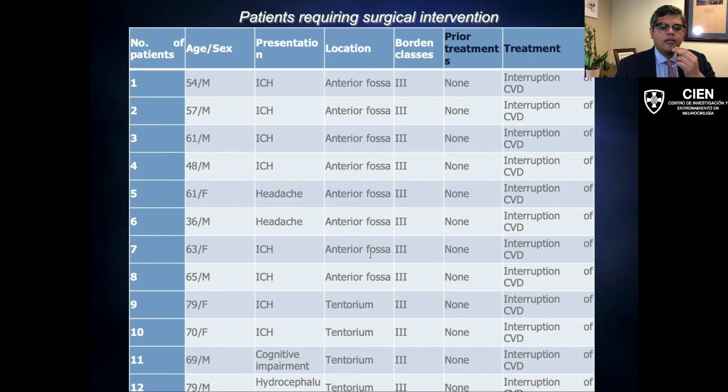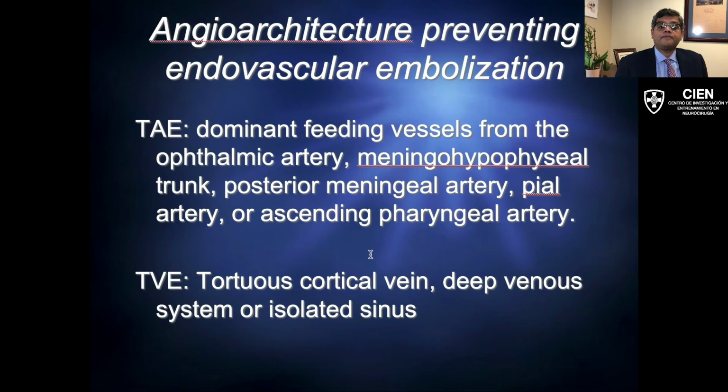When you come to the tentorial drainage, what you find is that sometimes there is just a large draining vein, and if you do a retrosigmoid craniectomy or a craniotomy, you can find it at the petrous or coming off the petrous bone, and you just have to coagulate it. So that's another indication where you could just do a straightforward surgery.